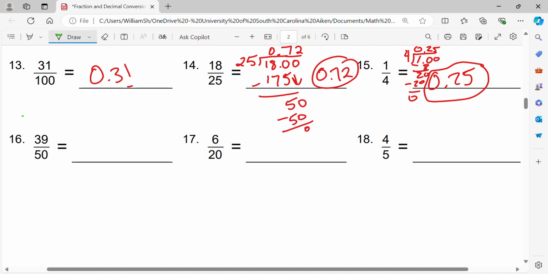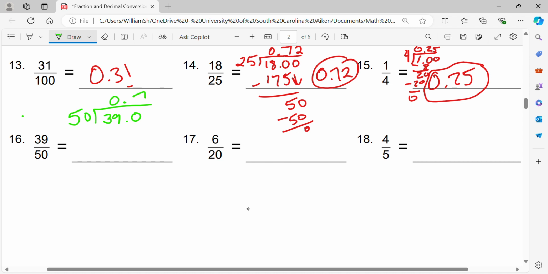All right, 39 out of 50. Okay, so I'm going to divide 50 into 39. Clearly it won't go into 39, but it will go into 390. How many times? Well, if I look at this here, let's see. So 50 cents into $1, it takes 2 of those for $1, and I got 3 of those total. So I'm looking at, what, 6, and then another one to get us there.